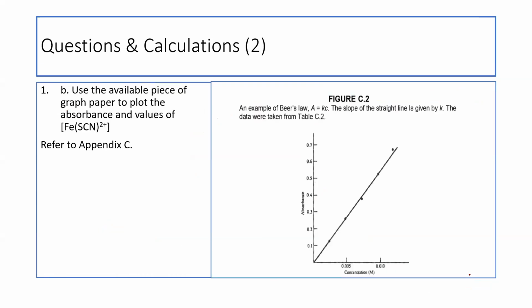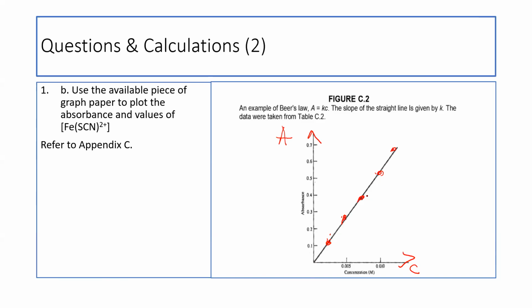Next, we have to use the available piece of graph paper, which is given in your lab manual, and plot the absorbance and values of iron thiocyanate 2+. So here is our graph. Concentrations will be on the x-axis and absorbance on the y-axis. You have to plot 1, 2, 3, 4, 5 exactly. You will have five measurements. And then your goal is to determine what? Determine K.